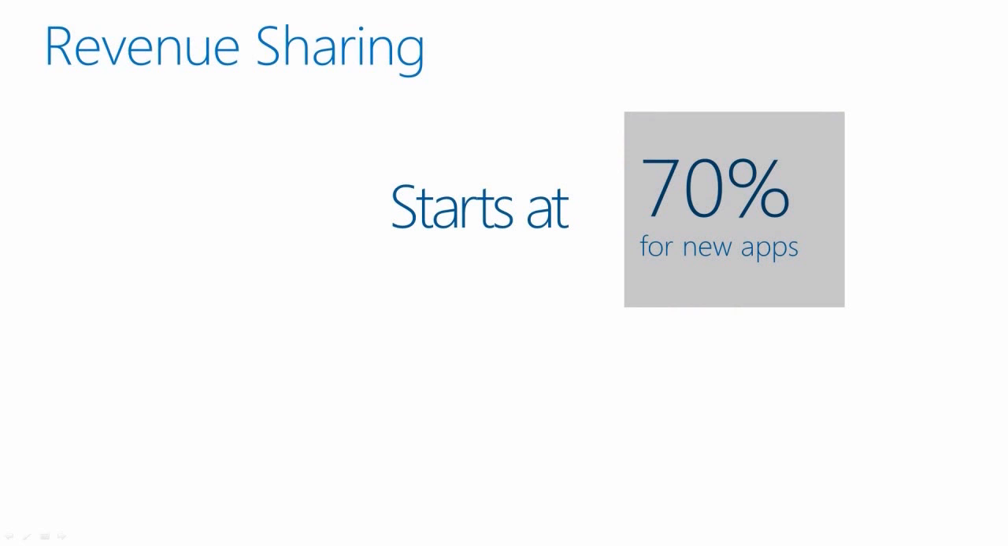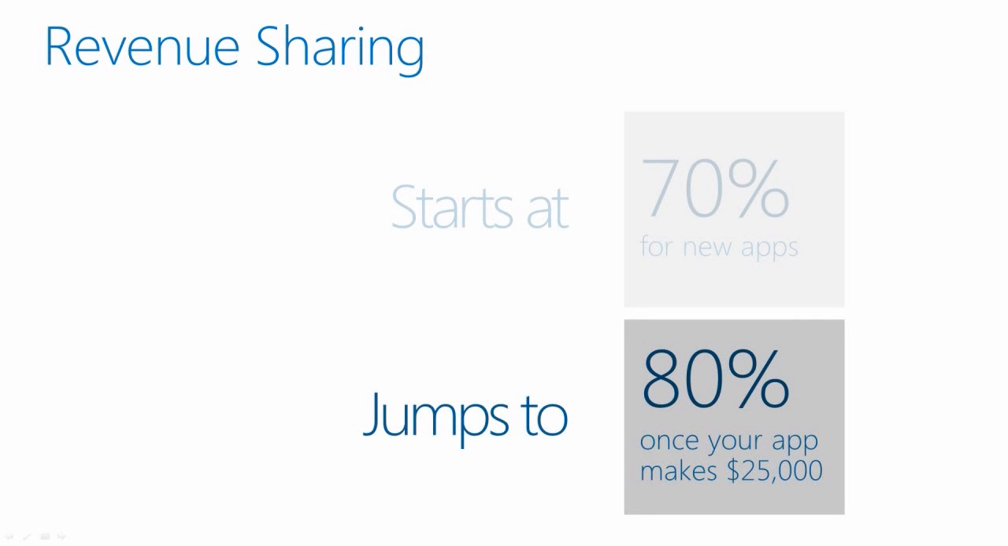How does the fee structure work for this is obviously one of the next most important questions for you. Well, we start with a 70% going to you, a 30% store fee on your application. Once your app gets to $25,000 worth of sales, it switches to a 20% store fee, so 80% goes to you. How do you define that pricing? Well, it's up to you.